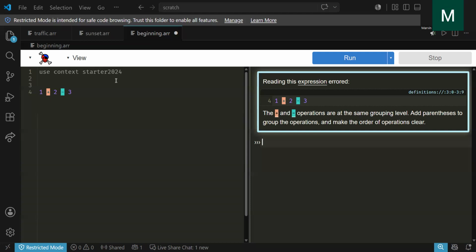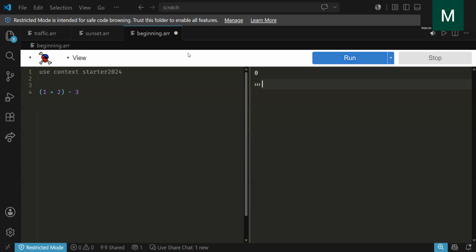Okay, so parentheses. What it's saying is that the computer doesn't know whether you want to add first or subtract first. So let me ask you, do you want to add first or subtract first? Let's say we want to add first. So you want to do one plus two first. You need to surround one plus two in parentheses. Now let's run it. Great, it's 0. Very good. So this is the idea of order of operations.